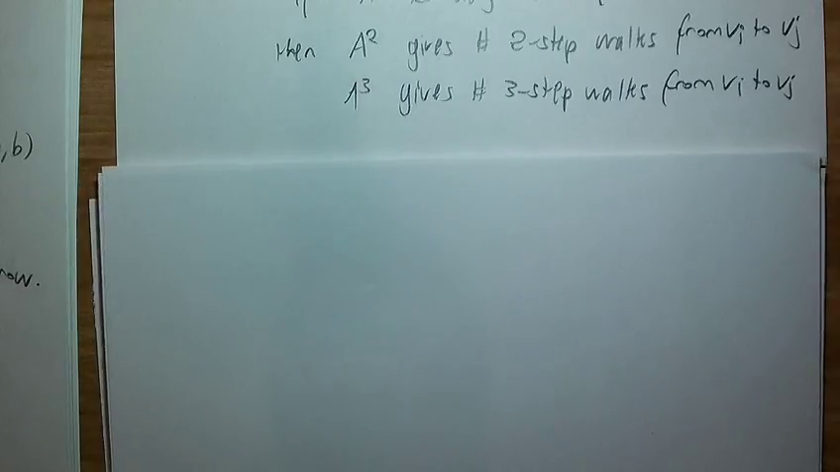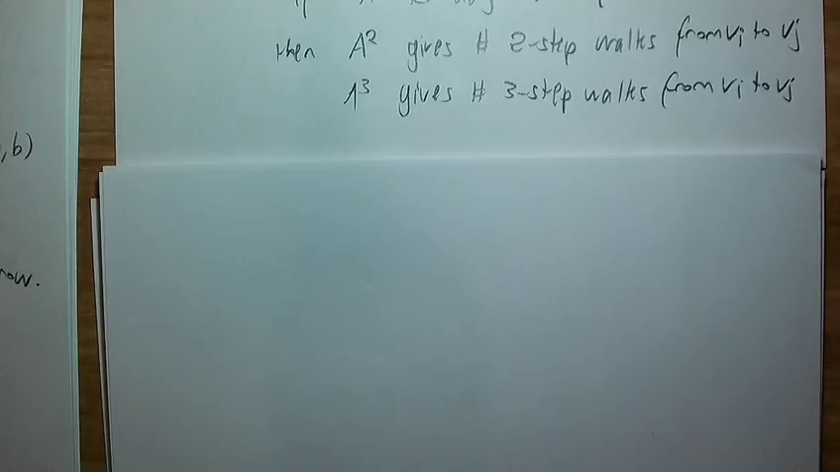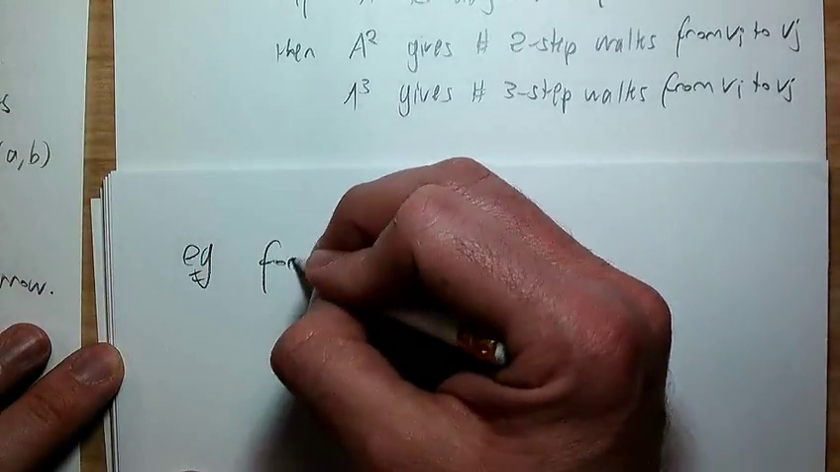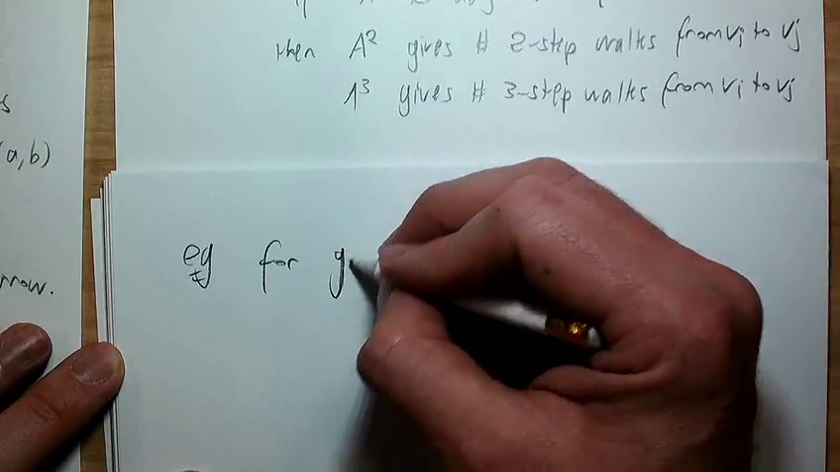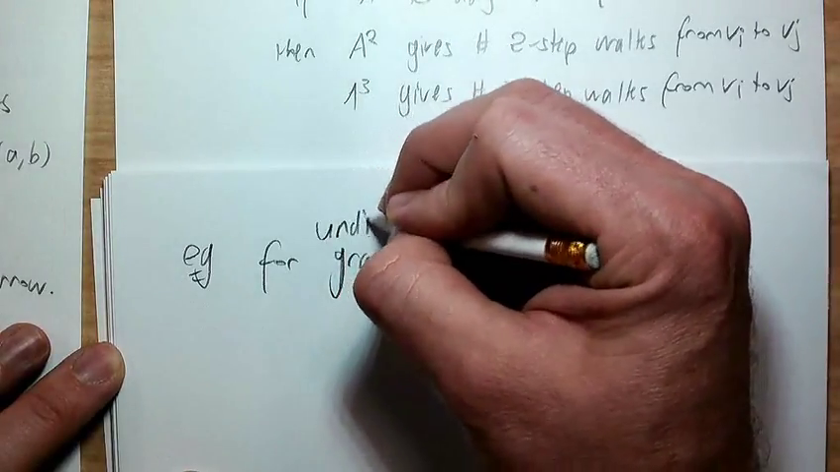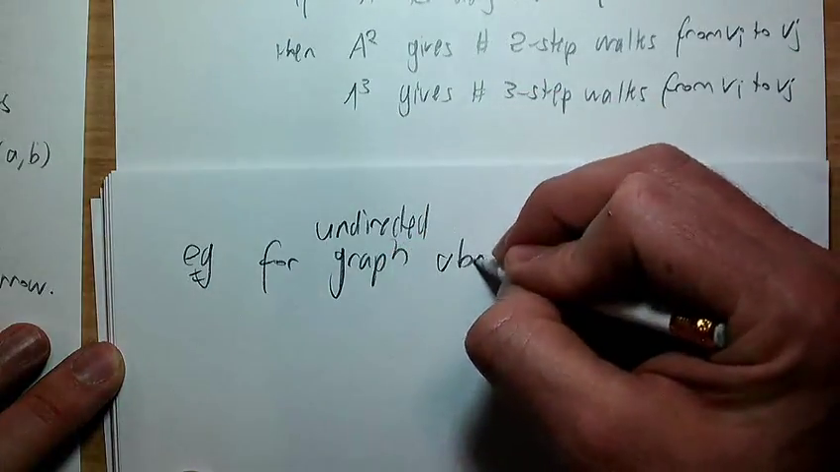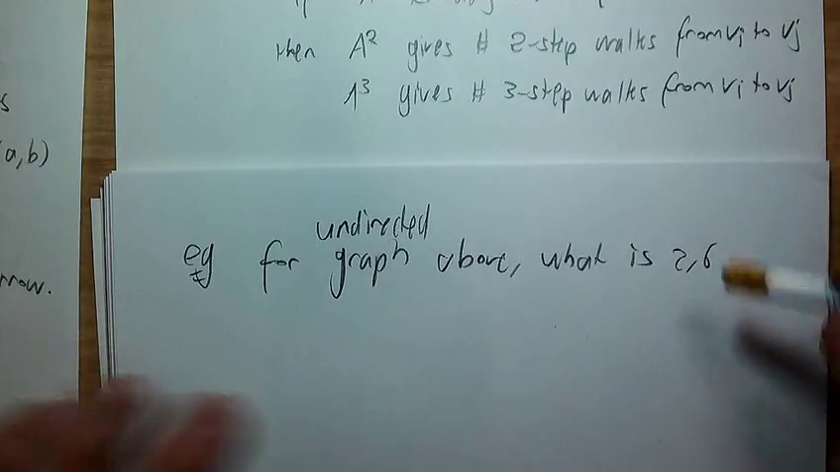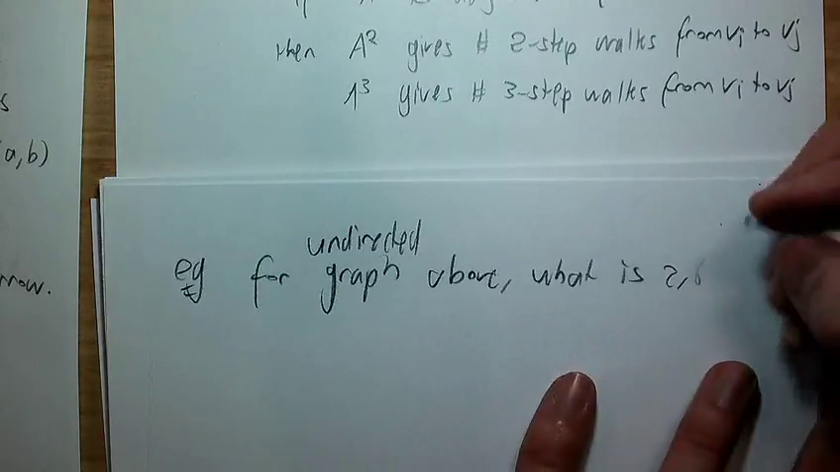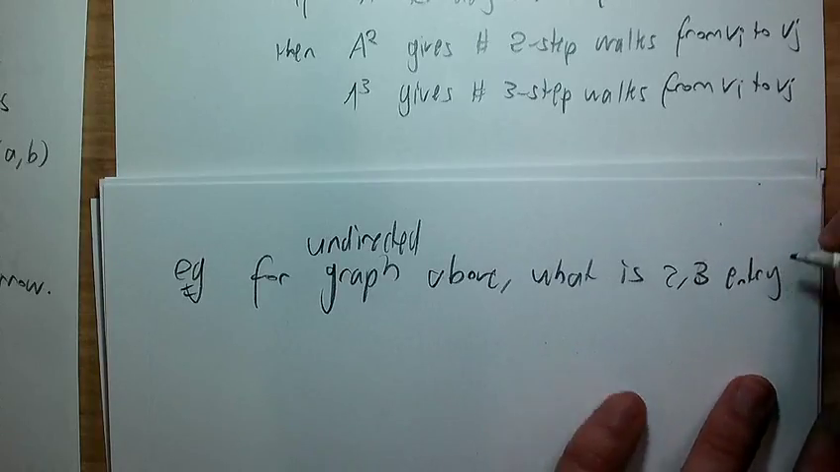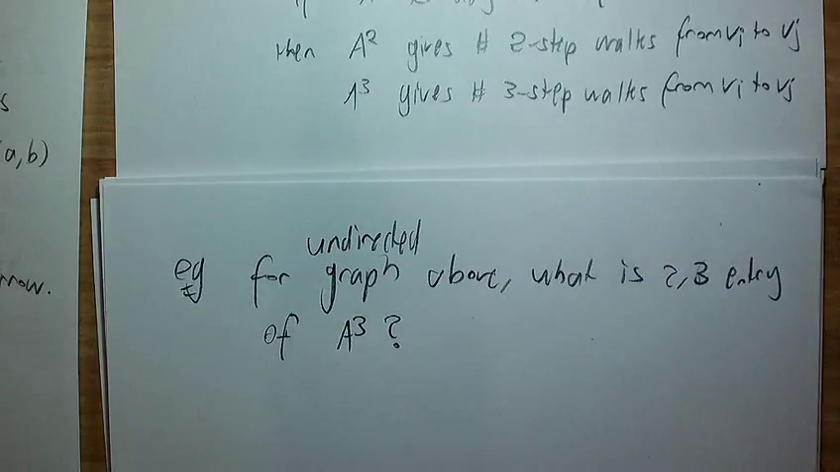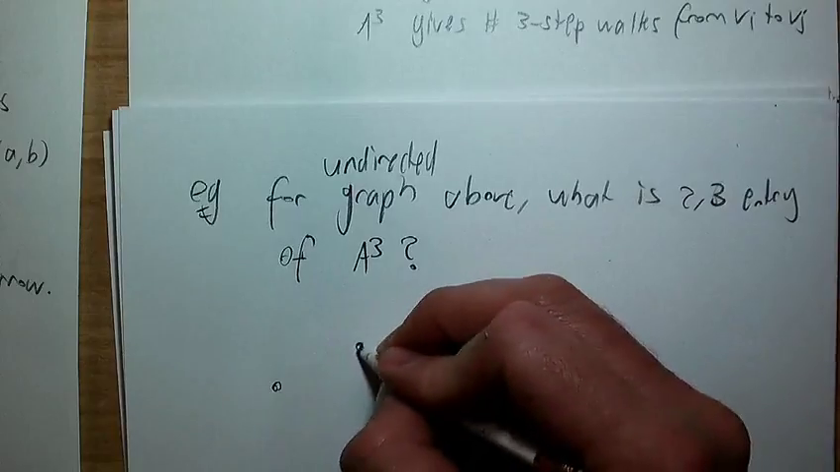But I could, if I wanted to, just figure out a smaller piece of it if I wanted to track it. Or I could actually ask you, for example, for the graph above, for the undirected graph, what is the 2, 3 entry of A cubed? I could ask that, and then I could go back to my graph, which was this.